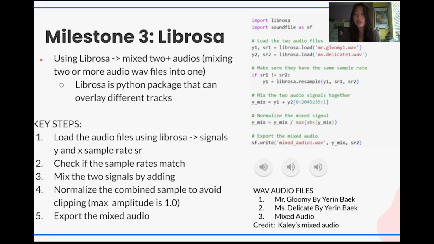Using Librosa, we can mix 2 or more audio wave files into one. So Librosa is a Python package that can overlay different tracks. So here are the key steps. 1, we load the audio files using Librosa. 2, we check if the sample rates match. 3, we mix the 2 signals by adding. 4, we normalize the combined signals to avoid clipping. And 5th, we export the mixed audio. And here is the code that we use to mix 2 audios. And as you can see here, there are 3 songs. So there's Mr. Gloomy, the original song, Mrs. Delicate, the original song, and then the third will be the mixed audio.